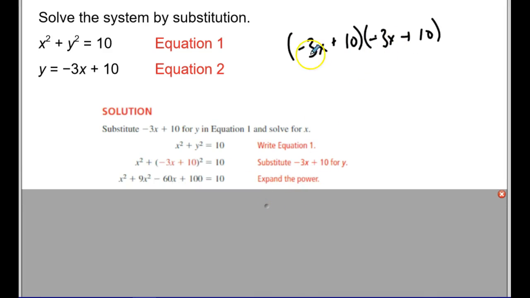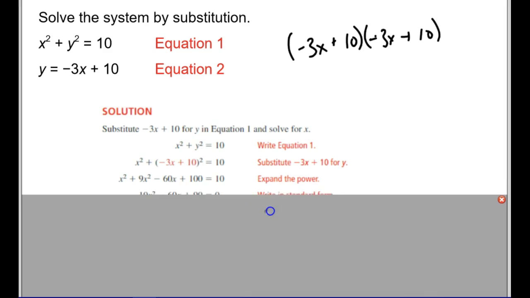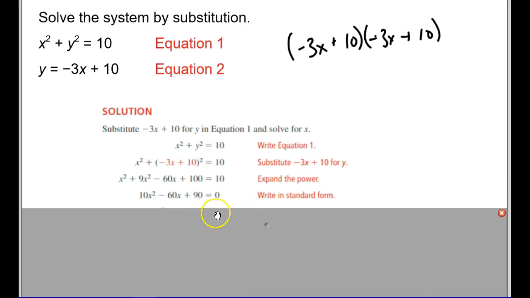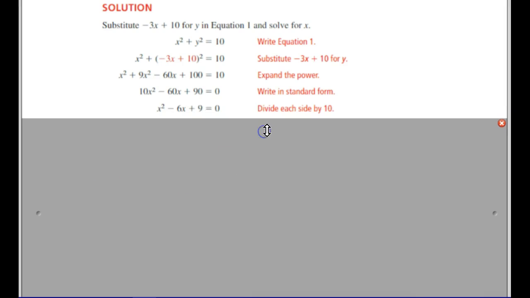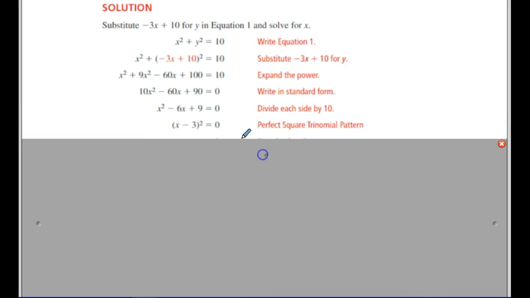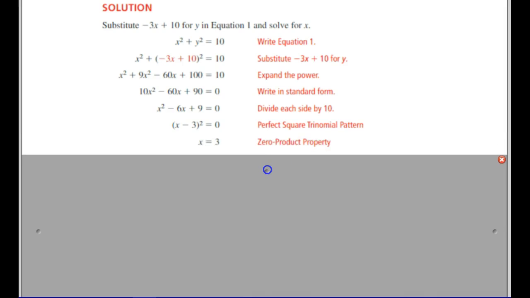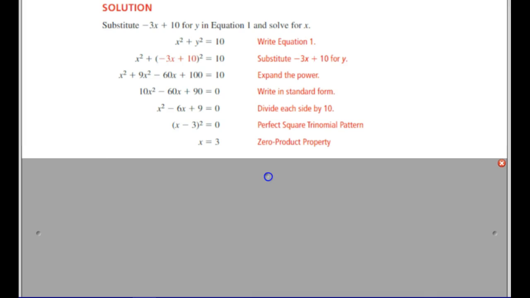Okay, so I expand this out. So now I have x squared plus 9x squared minus 60x plus 100 equals 10. Well, now I'm left with a quadratic, so I combine my terms and write this in standard form with everything over on the left side. I see I can divide everything by 10 to simplify it. Now I see that this can probably be factored, so I go ahead and factor this one. It also creates a perfect square trinomial, because I would end up with x minus 3 times x minus 3, and since those are the same thing, it's a perfect square trinomial. So I can use my zero product property and solve for x equals 3.